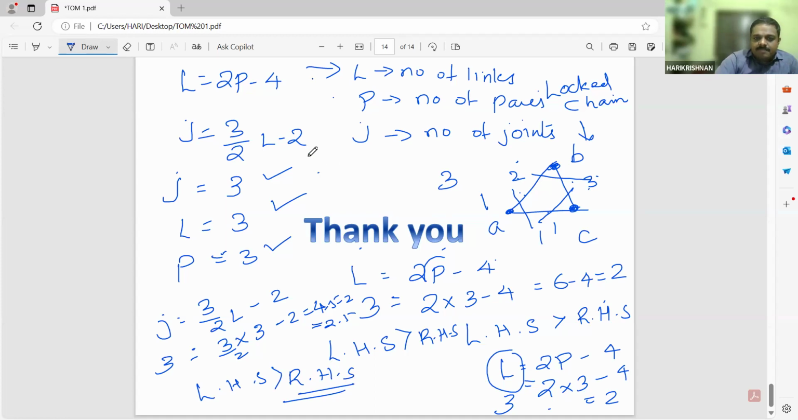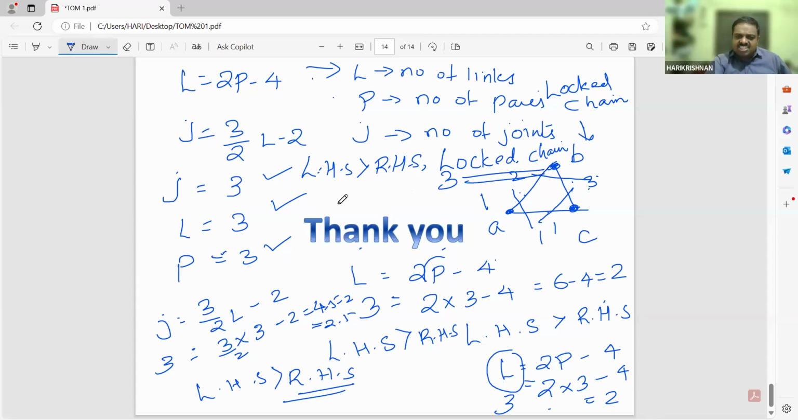So what was the concept? If LHS is greater than RHS, what kind of chain does it form? Locked chain. This concept we have already studied. So what is an example of a locked chain? A locked chain means it is a structure. Bridge is a structure. Then our house is a structure. Similarly, all the bridges and all the constructions are structures.